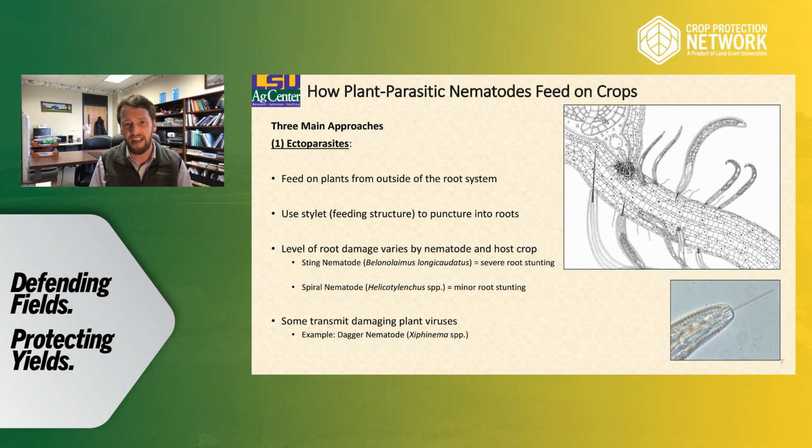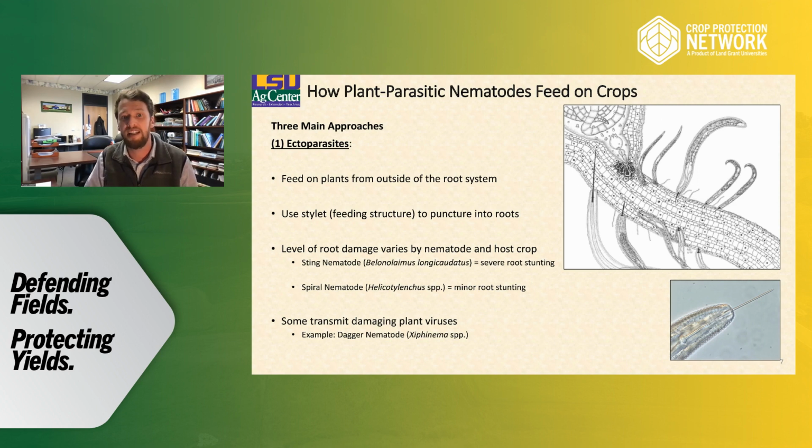They use that stylet, that feeding structure, to puncture into roots, but they basically just latch onto the outside and then feed within the cells on the interior of the roots. We can see a photo of that in the top right here. It's more of a diagram. And the level of root damage varies by the nematode species, the density that it's at, and the host crop.